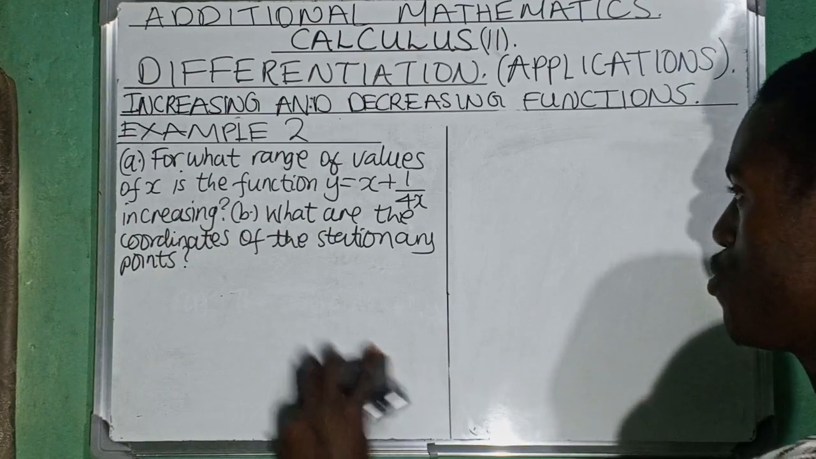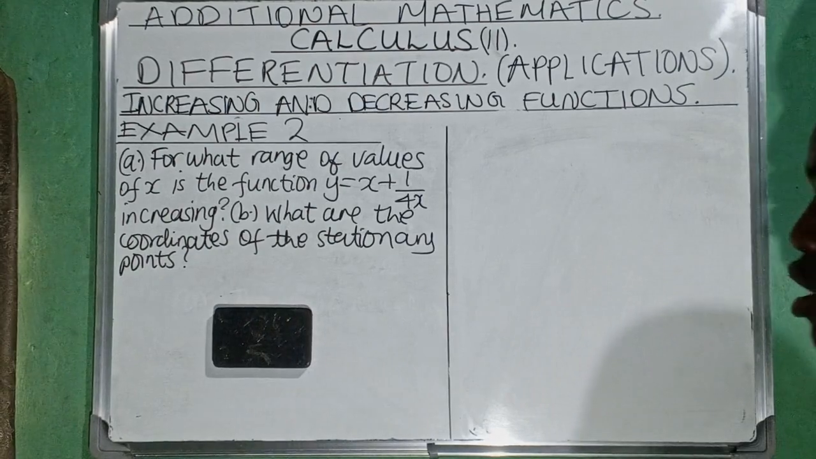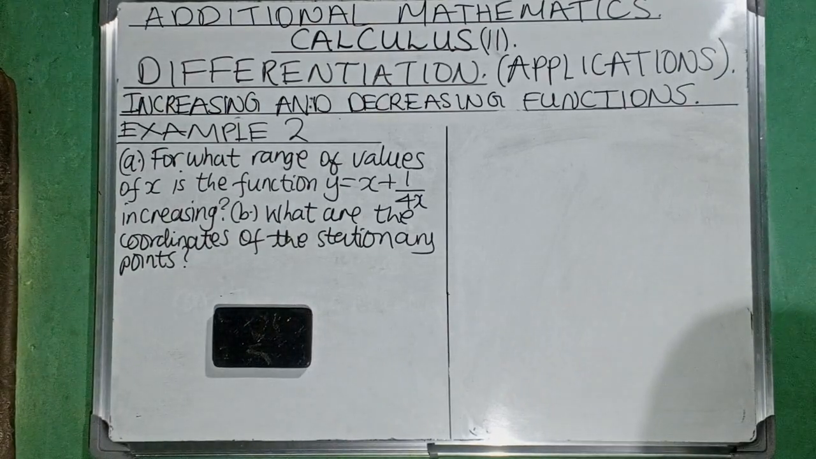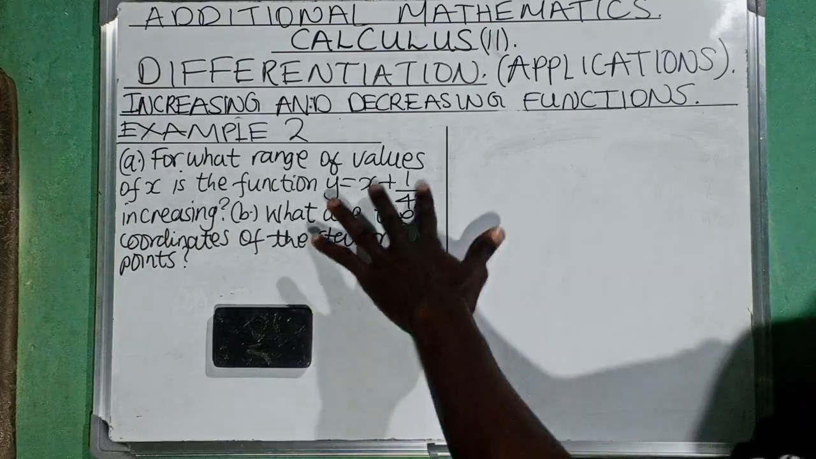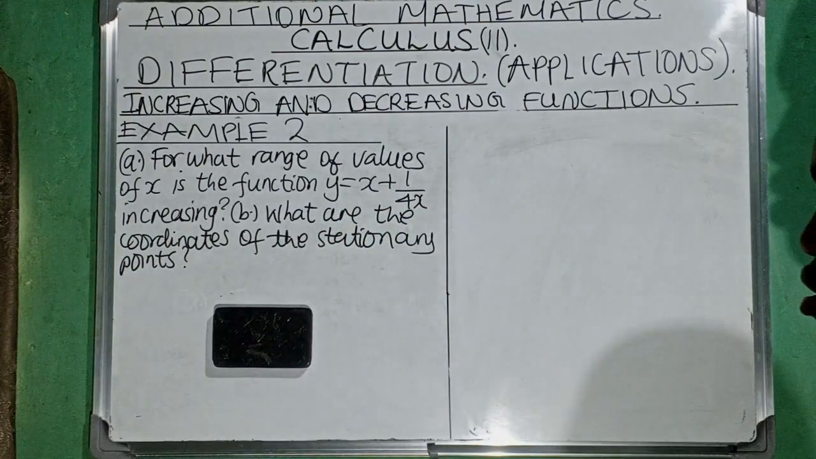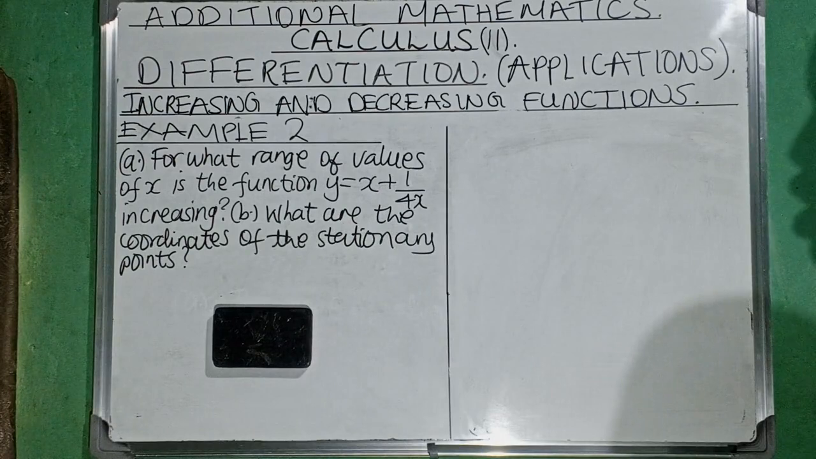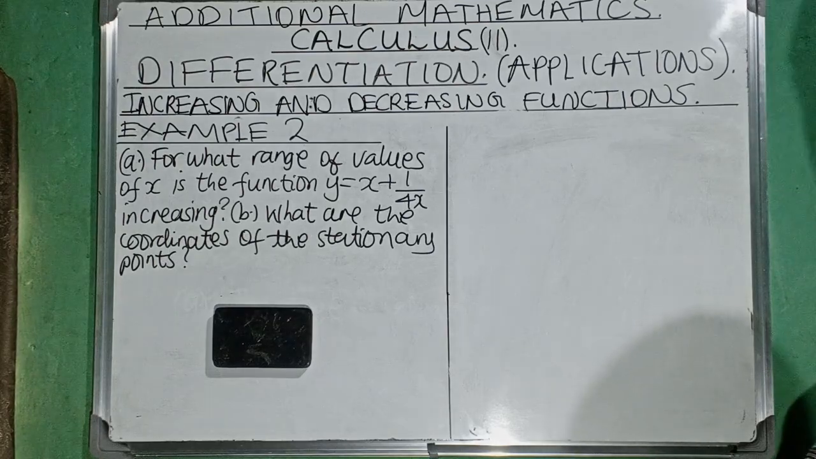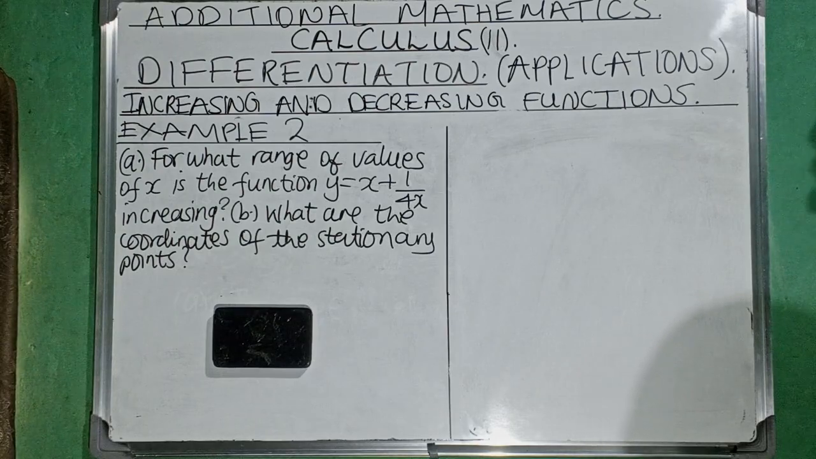Okay, so to continue, what we are going to do is this. We are going to find the stationary points. That will help us to draw a sketch of the graph represented by that function, okay? And then that will help us to know where it is increasing. And upon us doing that, we have also found the coordinates of the stationary points.